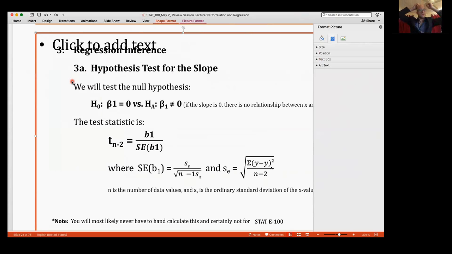When we talk about regression inference, we have a couple hypothesis tests, but the main one we want to focus on is the hypothesis test for the slope. Remember when we talked about regression inference?